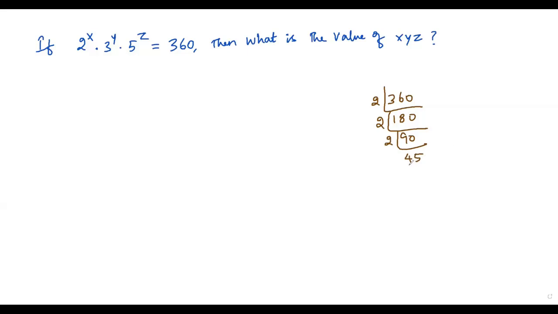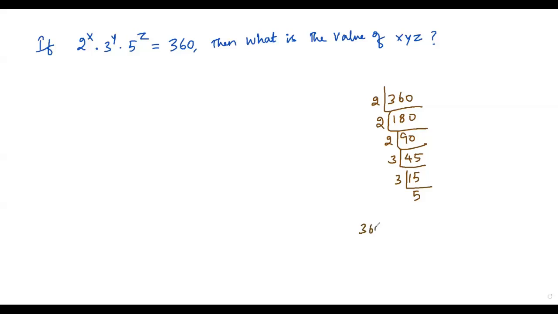But in 45, the sum of the digits 4 and 5 is 9, which is a multiple of 3. So I can divide it by 3 and get 15. 15 is a multiple of 3, so again I can divide by 3 and get 5. Once I get a prime number, I have to stop the process.